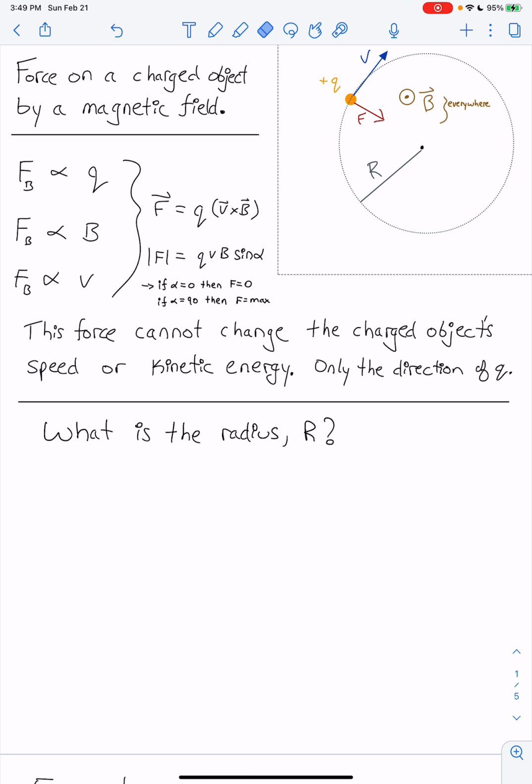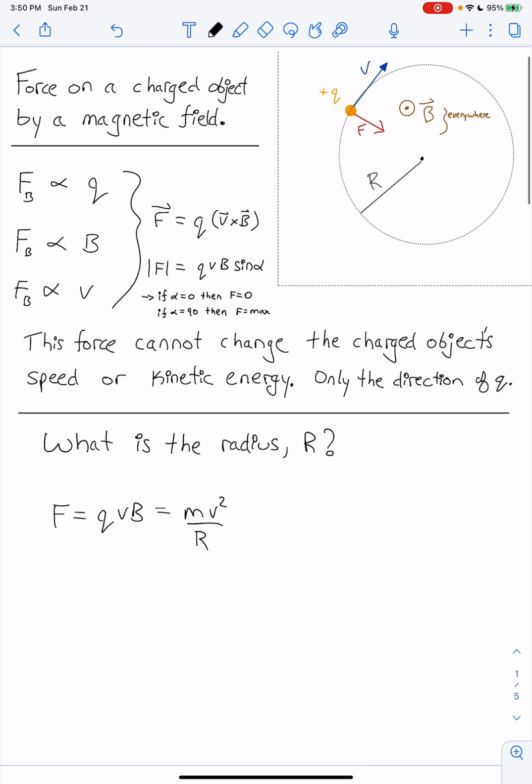So we're going to have a force that is equal to qvB sine of the angle, but in this case the angle between velocity and the magnetic field is 90, so that's just 1. And because the velocity and the force are at 90 degrees, it's providing the centripetal force. It's keeping this circular motion. And so that means that this is providing the mv squared over r, which is our centripetal force.